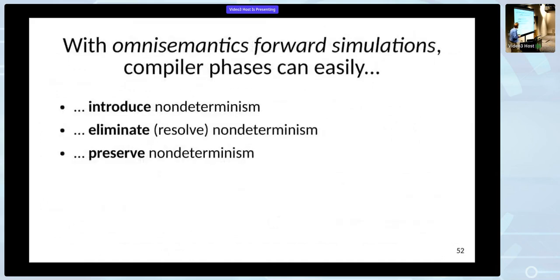Now, with Omnisemantics forward simulations, compiler phases can easily introduce nondeterminism, eliminate, that is, resolve nondeterminism, or preserve the amount of nondeterminism. And I will give you an example for each of these three. The example is taken from our Bedrock 2 compiler, and it uses stack allocation as an example, but it's the same on higher level languages as well.